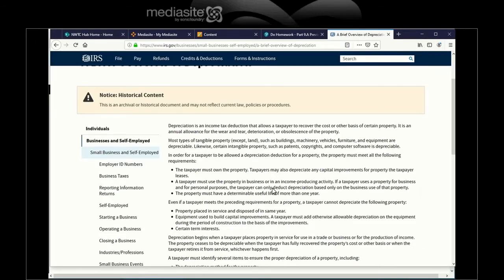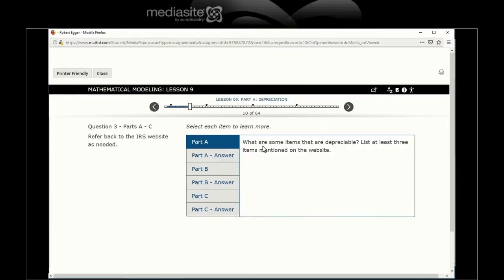Most types of tangible property except land, such as buildings, machinery, vehicles, furniture, and equipment, are depreciable. Intangible properties, patents, copyrights, computer software are depreciable. In order to take depreciation, you must own the property that you're trying to depreciate. Okay, so let's go with these three: building, machinery, vehicles.